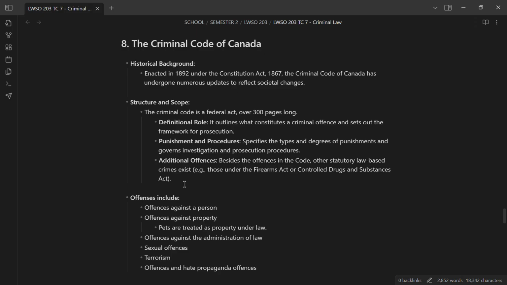Besides the offenses in the code, other statutory law-based crime exists, right? For example, the Firearms Act or Controlled Drugs and Substances Act, etc. What are some of the offenses included in the code? Like we talked about, offense against person, offense against property. Dogs are included as part of property, by the way, or pets. Offenses against the administration of law, sexual offenses, terrorism offenses, and hate propaganda offenses, right?